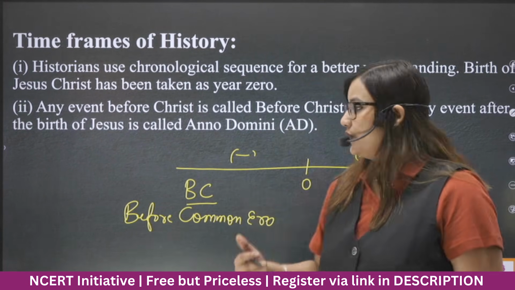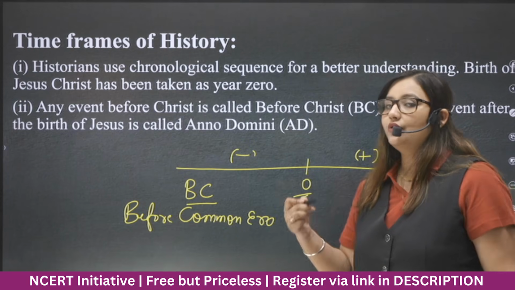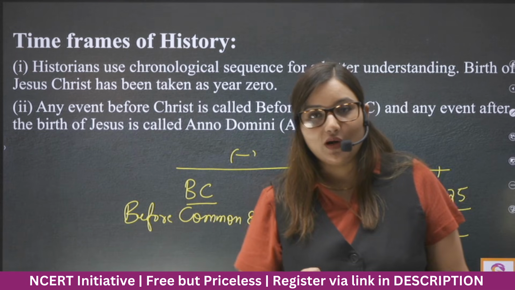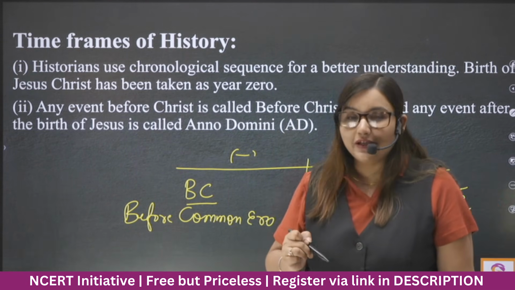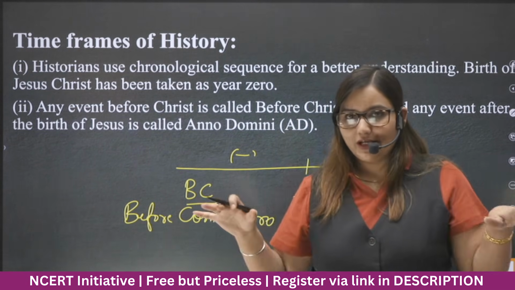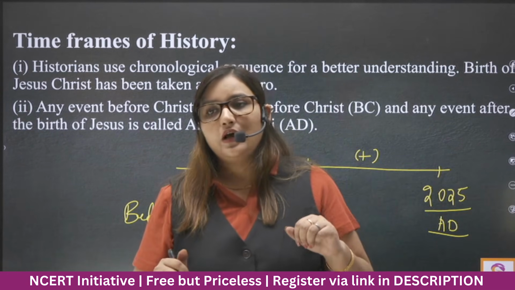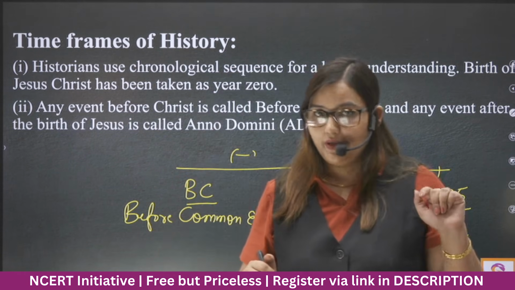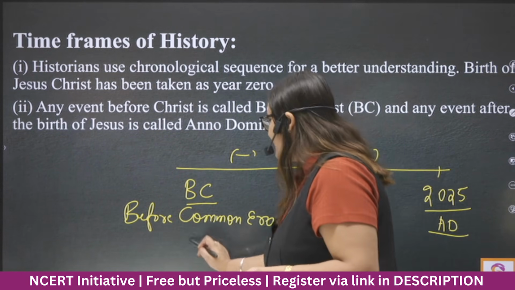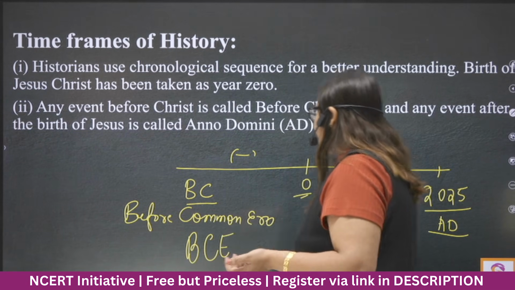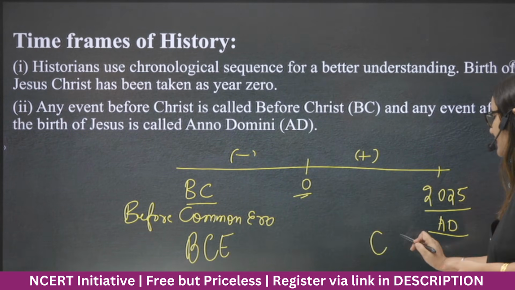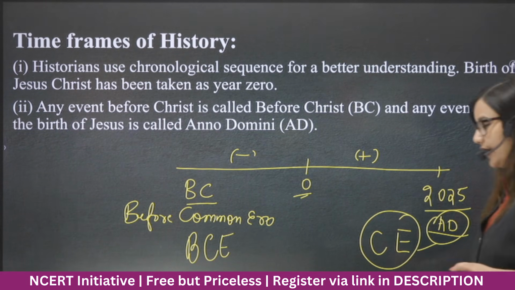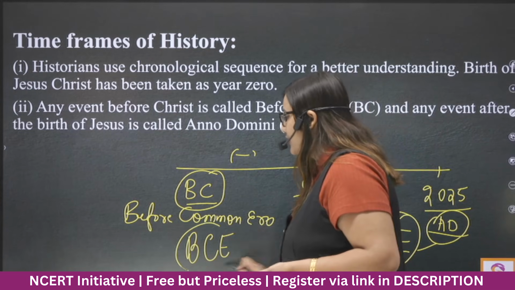Now, why is 0 considered the birth of Jesus Christ, and why is Jesus Christ so important? Why not any other god? Why not any other religious beliefs? So basically, just to avoid religious situations, we now use before Common Era and after Common Era, BCE and CE. You can write AD or CE, both are the same. You can write BC or BCE, both are the same.